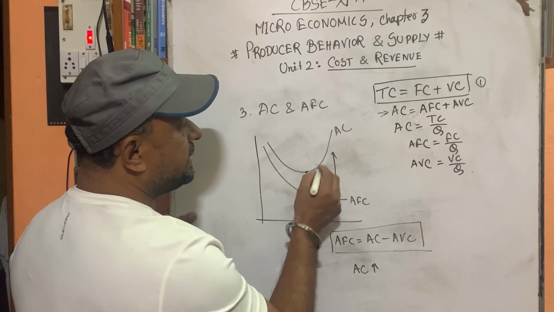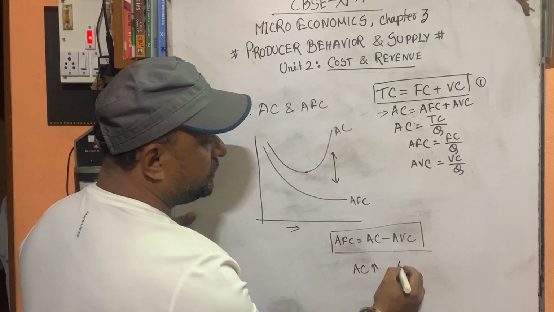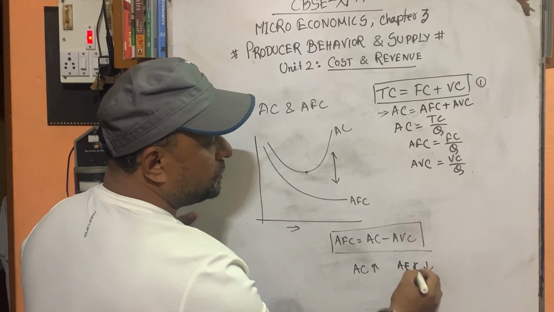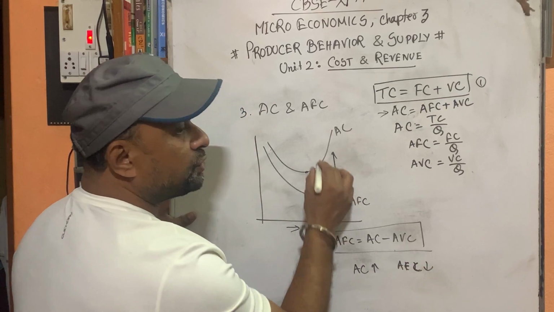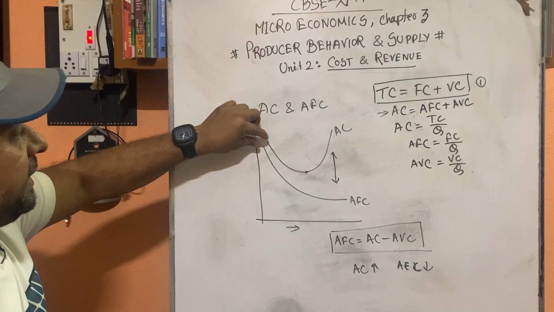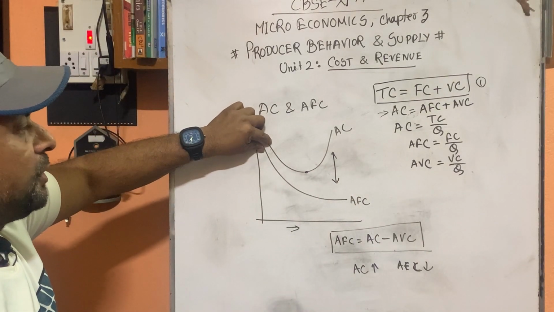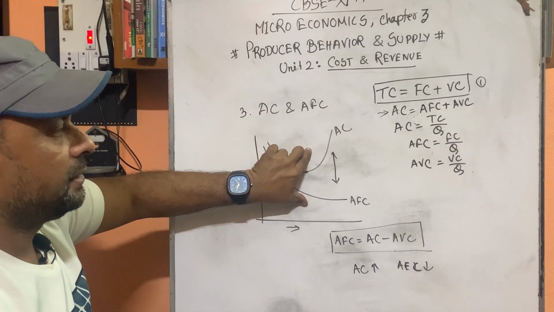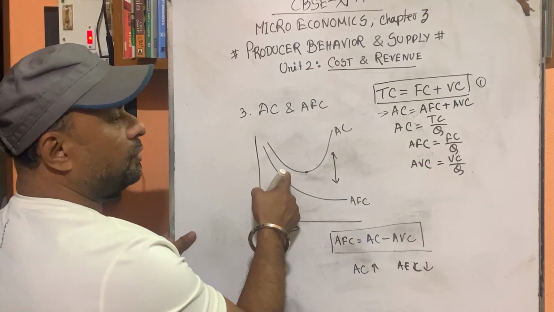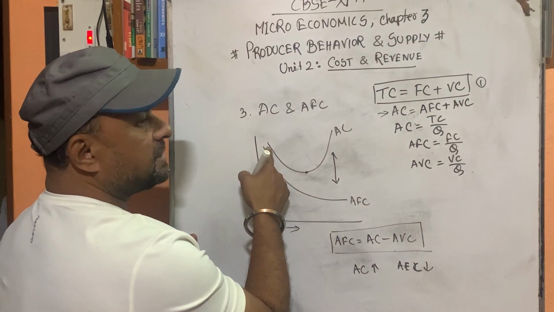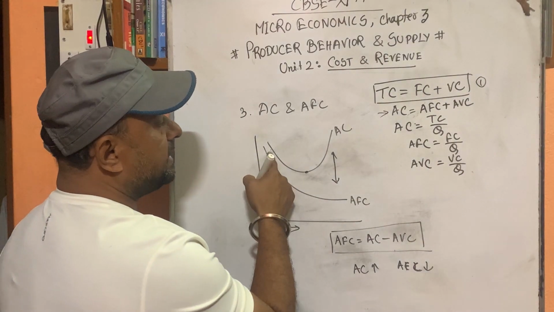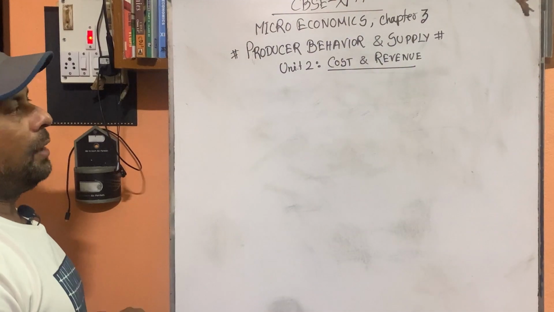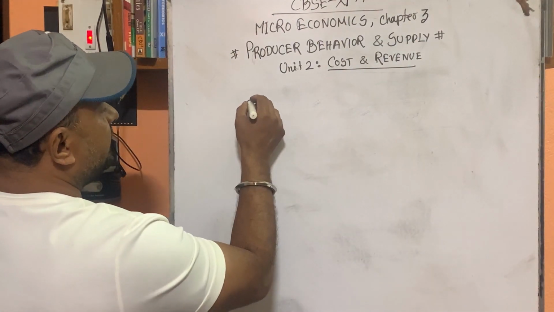Average cost first decreases, then rises, but average fixed cost decreases continuously. So what happens? The gap between these two increases. But in the beginning, the gap is less, because in the beginning, average cost and average fixed cost are almost closer, but not equal, because variable cost is also there. So variable cost is less at that time, so the gap is less, but after a certain level of production, the gap increases.